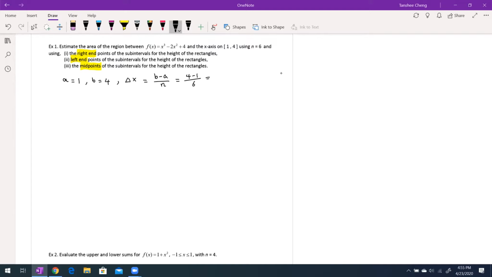That gives us 1/2. So that basically tells us that each rectangle has a width of 1/2. Another way of saying it is from the left end of the interval, you're going to be incrementing 0.5, 0.5, 0.5, 0.5 until you reach what? 4. And that should be a total of 6 increments. Are we all following so far?